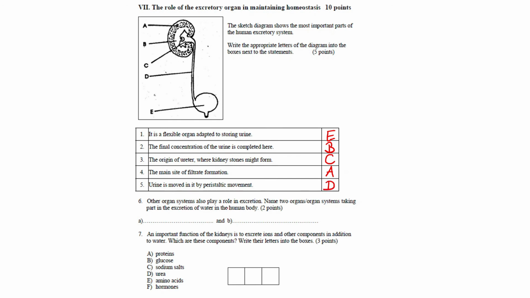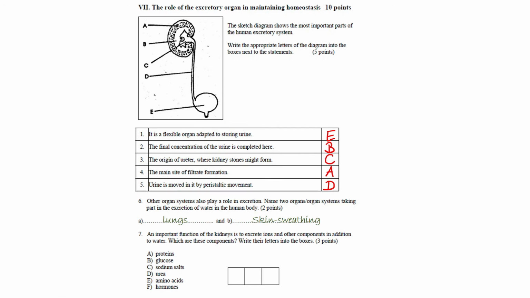Other organ systems also play a role in excretion. Name 2 organ systems taking part in the excretion of water in the human body. When we covered the excretory system, we were talking about this question, and we discussed that excretion involves many systems of our body. And as far as I remember, we said a few sentences about the liver and the lungs and the skin. Out of these 3 organs, the lungs are the ones that are eliminating some water, plus of course carbon dioxide. And then the skin, via sweating, is also releasing water.